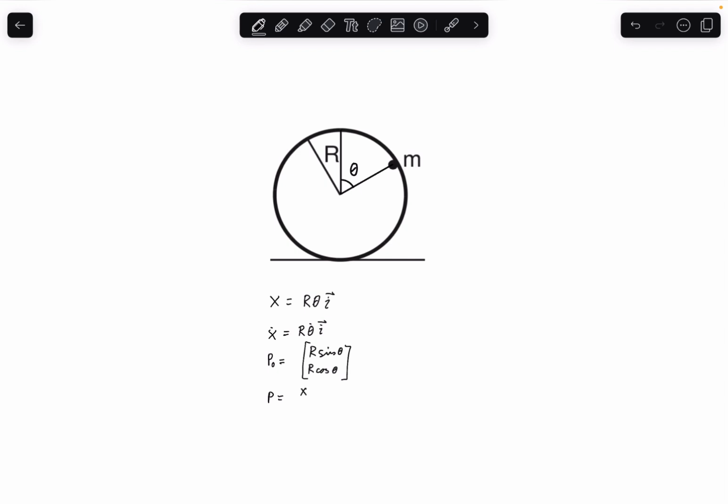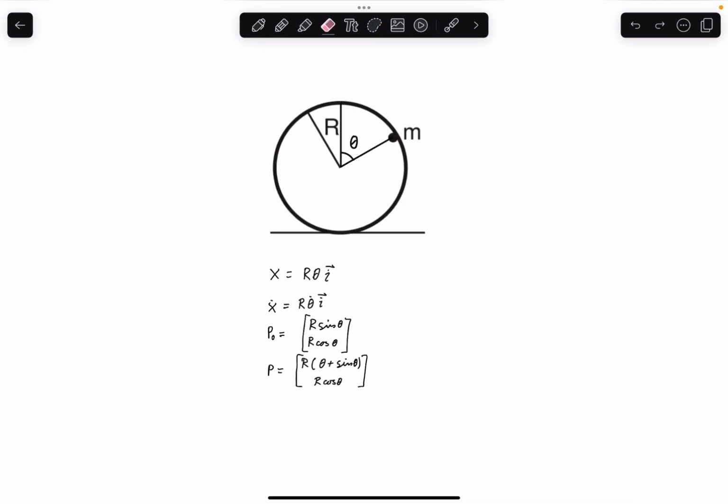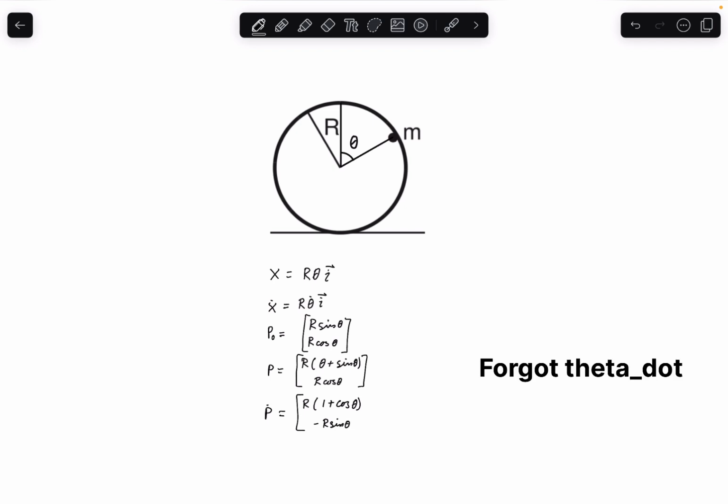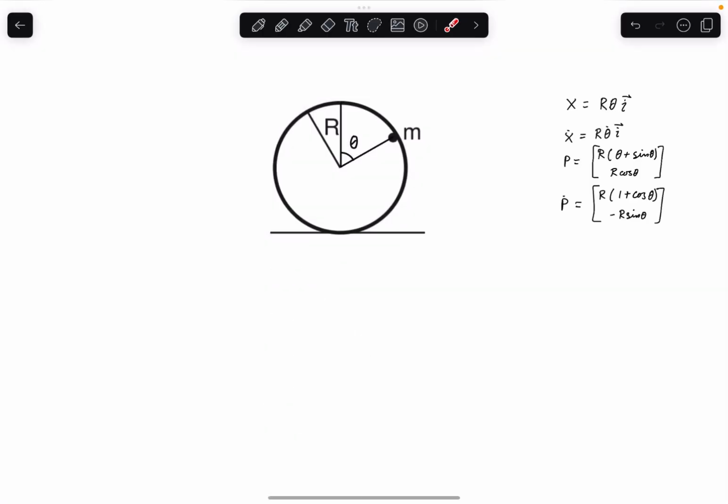So we have x, or we can just write it out. So r multiplied by theta plus sine theta, and then we have r cos theta. So we also need the p derivative, so basically the speed of the mass. And this should be equal to r multiplied by 1 plus cos theta, and then minus r sine theta. So I just took the derivative of p. We want to save these for later, so I just put it here.